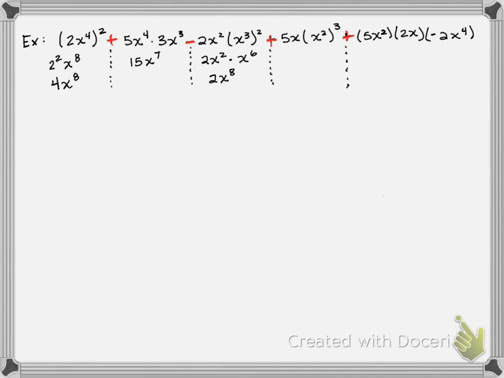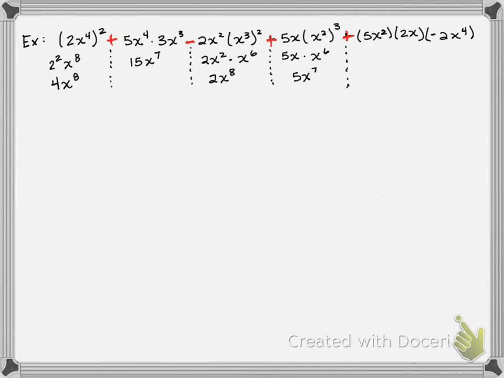And then this 4th one is essentially the same as the one we just did, right? So I'm going to raise x squared to the 3rd power first. And then multiply. So I get 5x to the 7th.